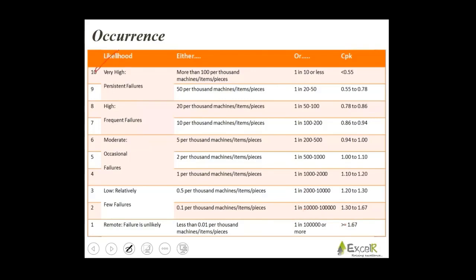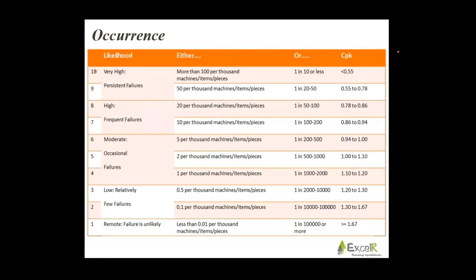Moving on to 10, right? Very high. That means there are 1 in 10 errors which might occur, and the CPK value significantly drops. That is another way of looking into occurrence. This is a reference for you guys.